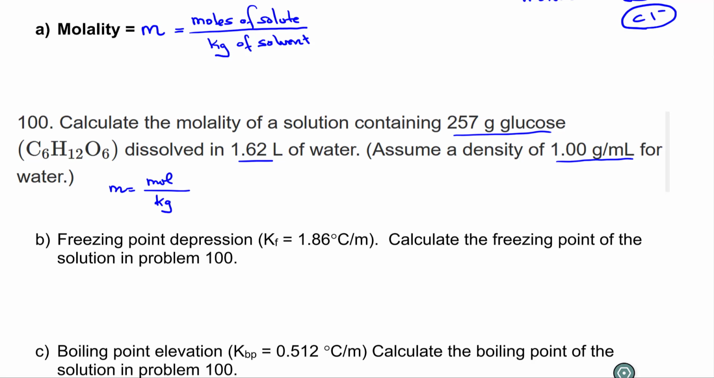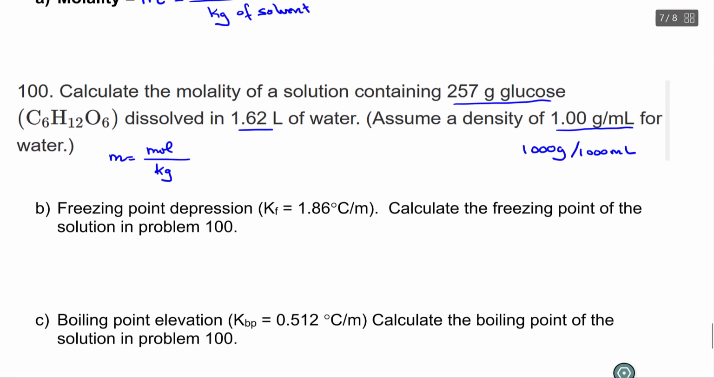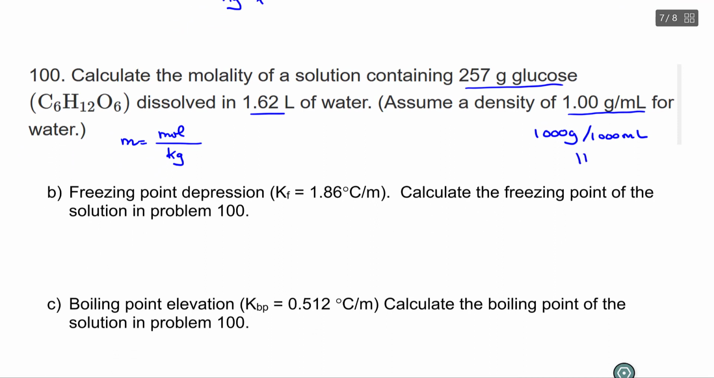Now, I want you to write this out. This is an important kind of concept to have. If I had 1,000 grams, how many milliliters would that be? Well, if it's 1 gram per milliliter, that would be 1,000 milliliters, right? So one of the important general things to know is that's the same as 1 kilogram per liter, because 1,000 milliliters is a liter and 1,000 grams is a kilogram. So what it's telling us then, if you have 1.62 liters, that's 1.62 kilograms.